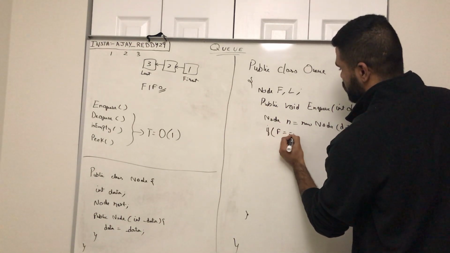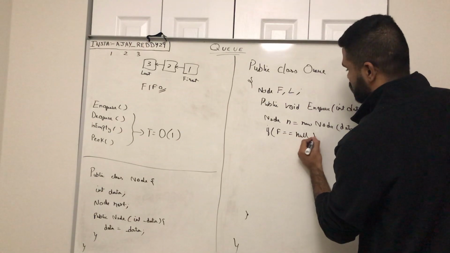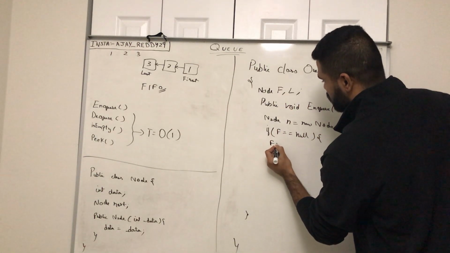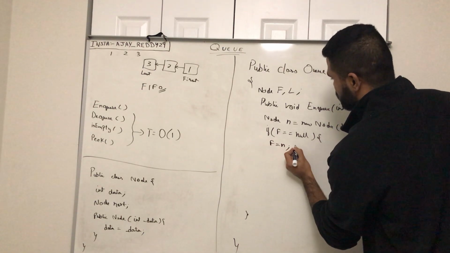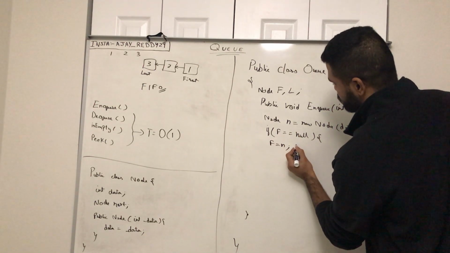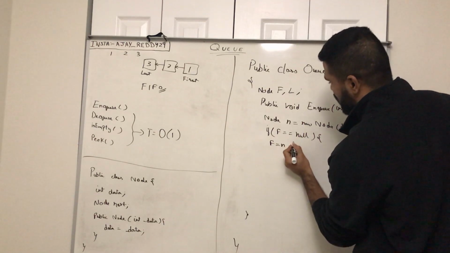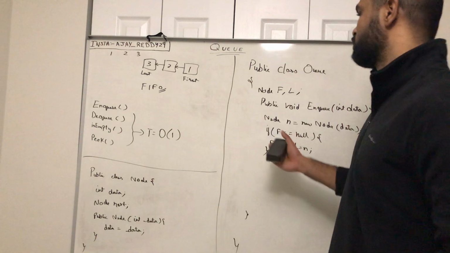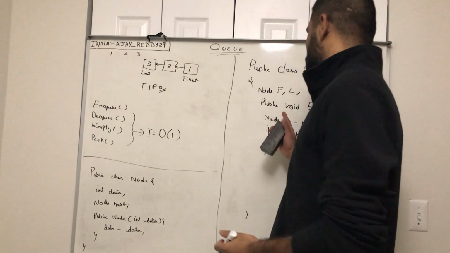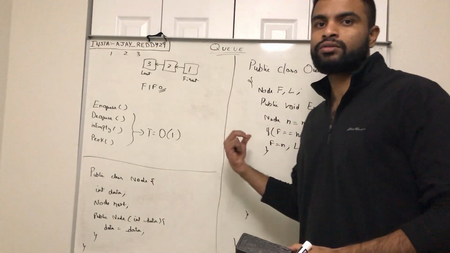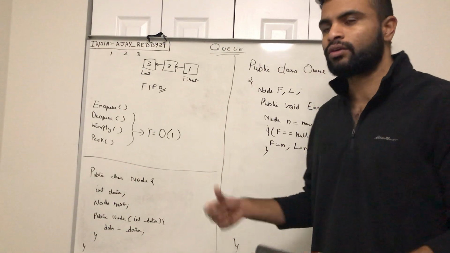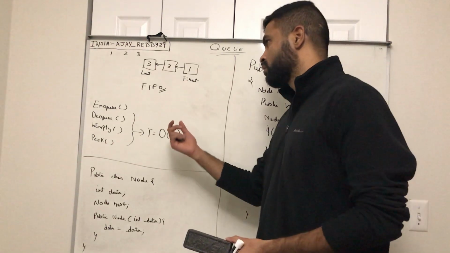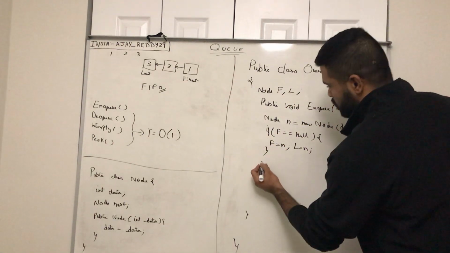If f equal to null, that means the queue is empty. So for the first time I'm just assigning f equal to n and last equal to n. In this condition I'm assigning the first and last pointers to the node n. This condition occurs when the queue is empty. If the queue is not empty and you want to insert an element, then it comes to the else block.